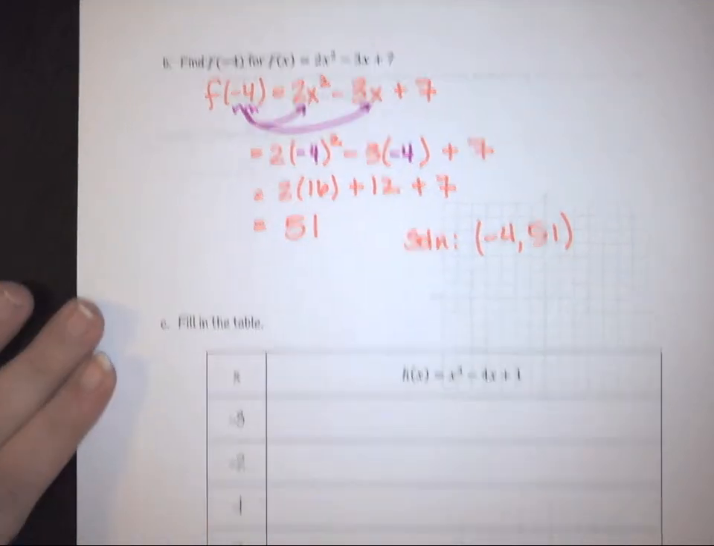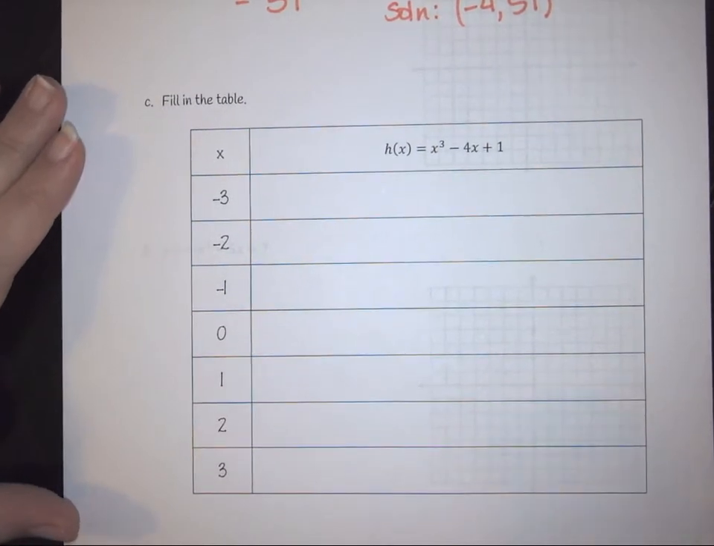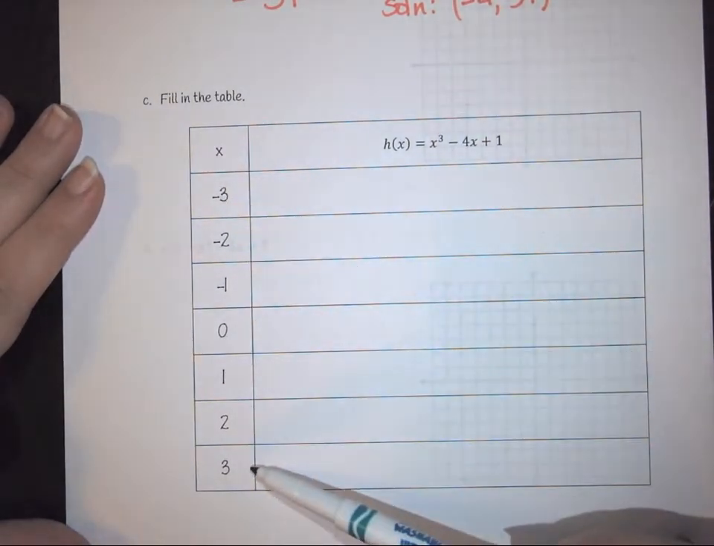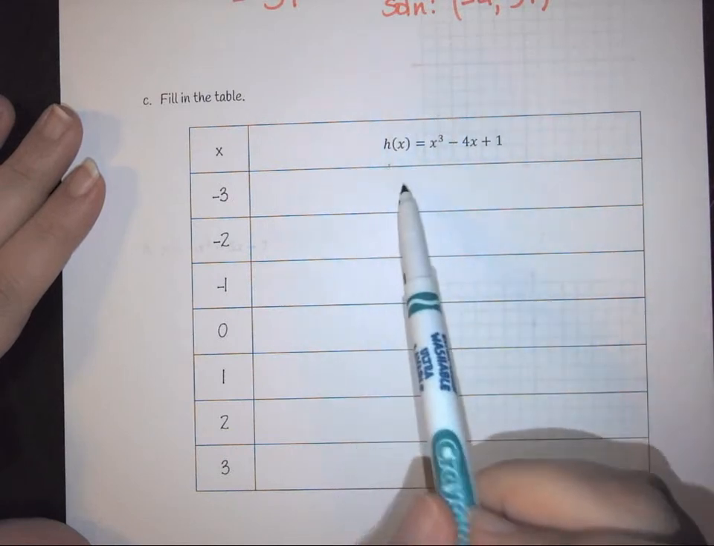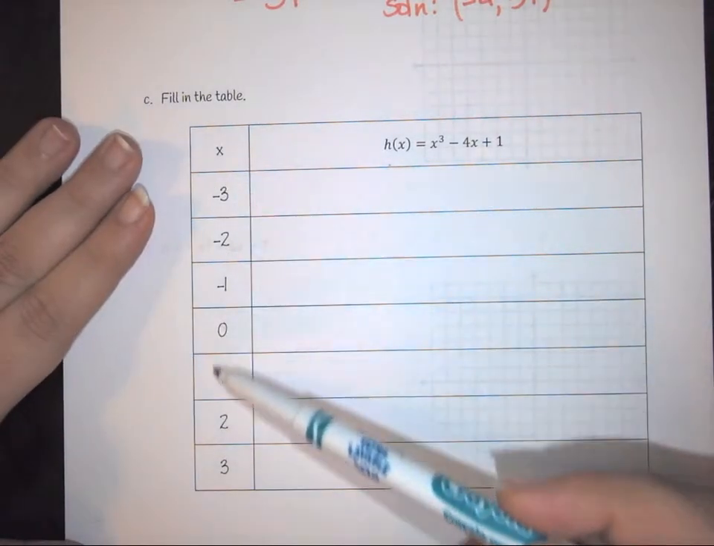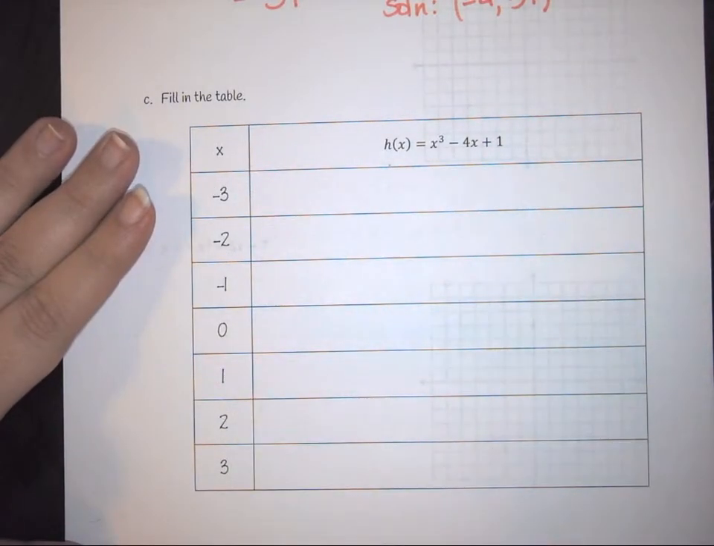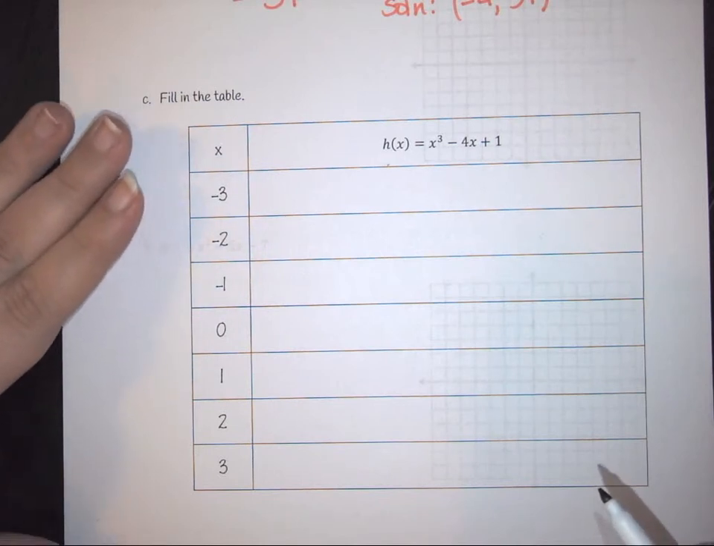Now we can also see it in table form. So here this one says fill in the table. Notice I've given you all of the x values, and in this side I'm giving you the function that you have to plug into. So I'm telling you for all of these x values I want to know their y counterparts. So it's as simple as we need to plug it in.